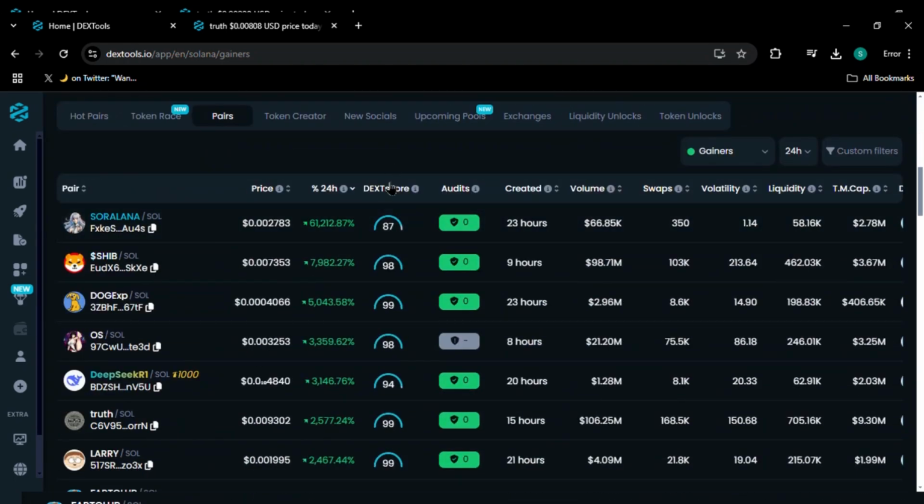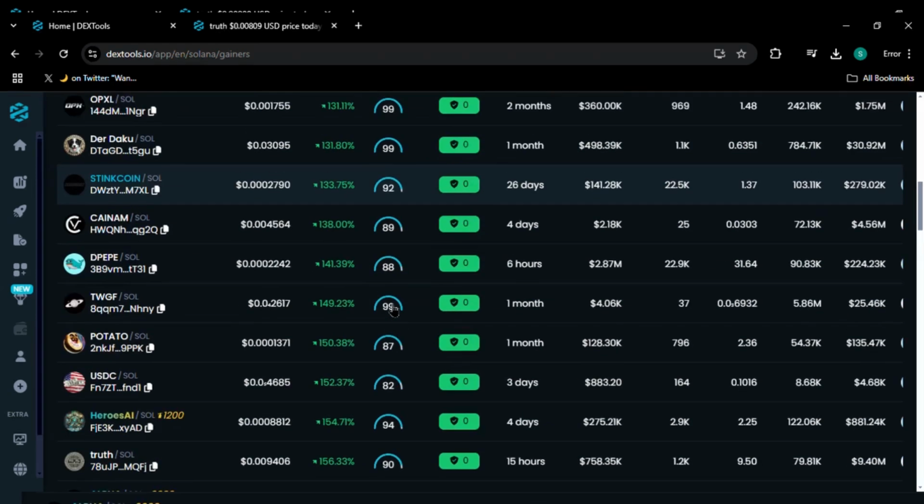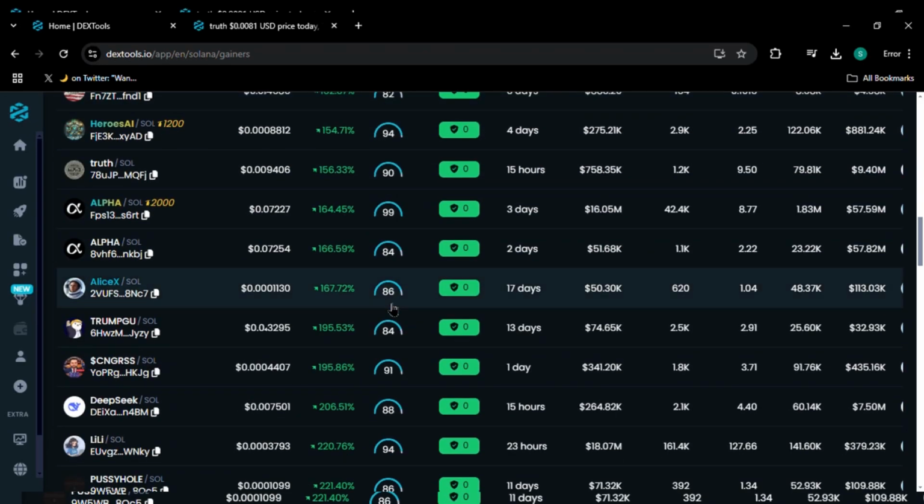Now over here you can see there are price ranges, so you can check the price of a specific meme coin, and there is also the percentage over 24 hours, which tells the price variation in the last 24 hours. Then we have the Dex score, which is basically the Dextools reliability score. It tells you out of 100 how good your meme coin is performing according to Dextools right now.